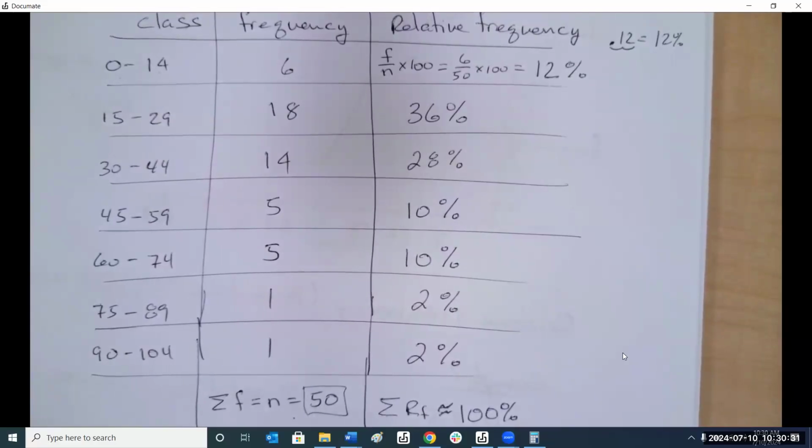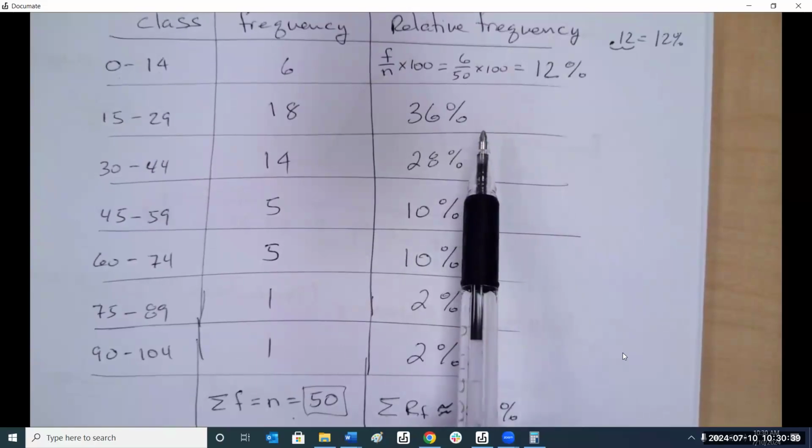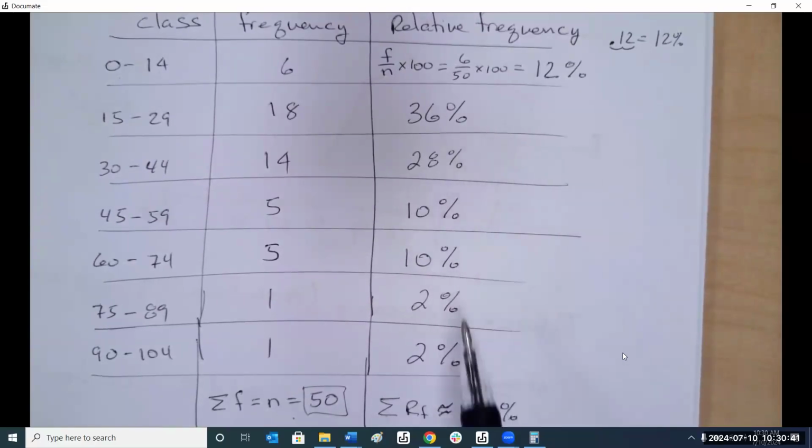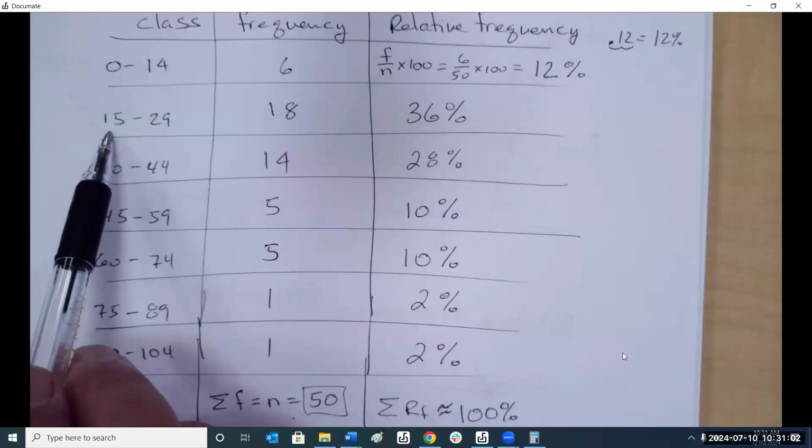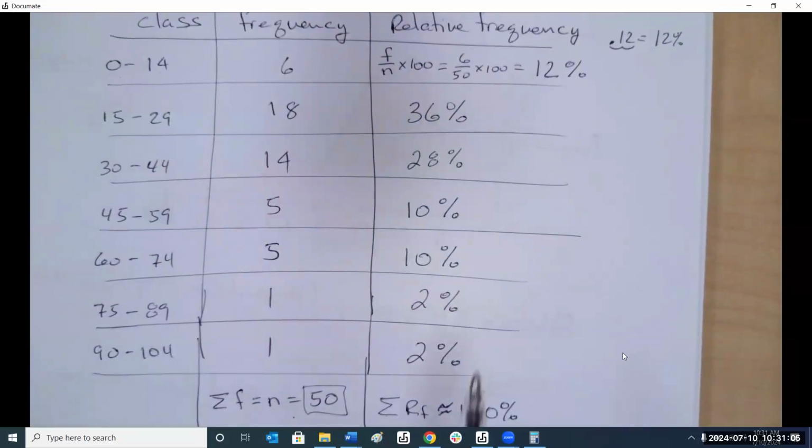So looking at the frequency tells us how the data is distributed throughout, how they're each related to each other. The percentages, what do you think the relative frequencies are going to help us do? The relative frequency helps us determine how much of it is taken up of this event. So there's 36% of the data falls between 15 and 29. 10% of the data falls between 60 and 74.